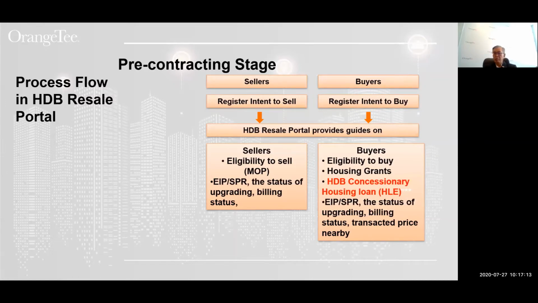Now, one more very important thing, which I'm going to share with you as you go along the way. Now, obviously, you read the below, the buyer basically has to check eligibility to buy, any housing grant, concession loans, and all these things. Now, the most important, which I highlighted in red here, concession loans, HLE application. All right, let's look at the next slide.